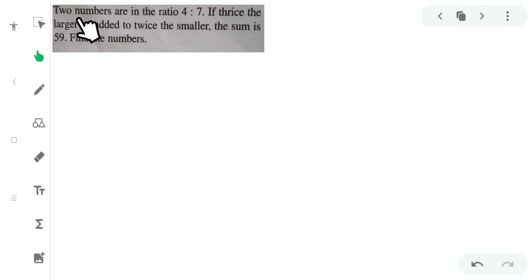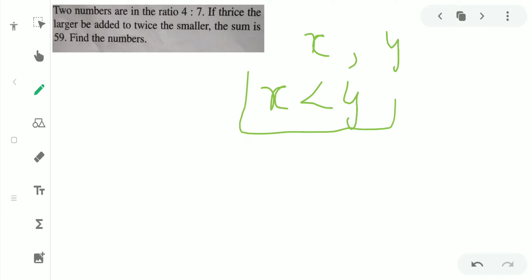You can see the question: two numbers are in the ratio of 4:7. If thrice the larger is added to twice the smaller, the sum is equal to 59. Find the numbers. So let us take the first number as x and the second number as y, where I am assuming x is lesser than y. This is my assumption. You can also write x is greater than y, and solve according to that.